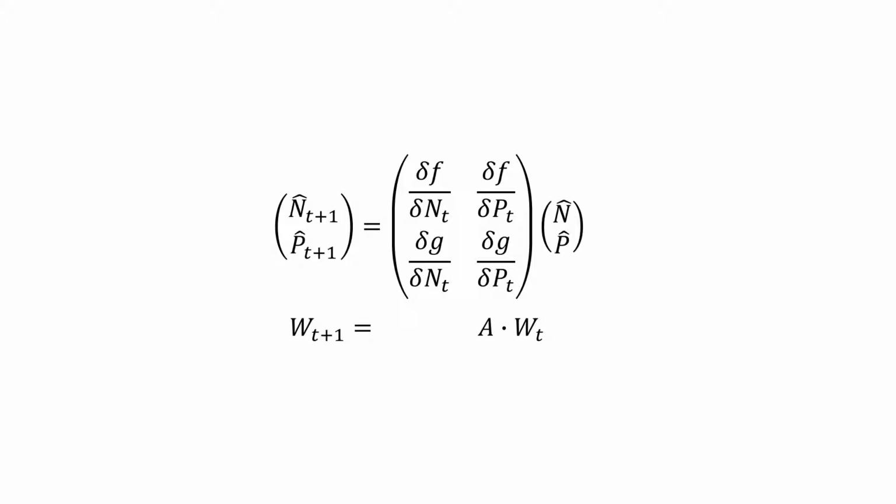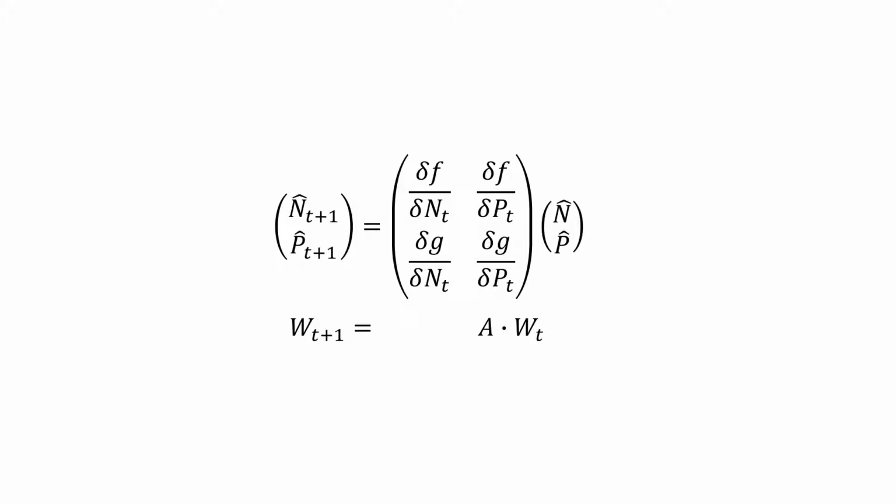We can see here that A is just the Jacobian of our governing equations, and we can now define this system as w of t+1 is equal to A times w of t, where w of t is the column vector of n hat t and p hat t, and w of t+1 is the column vector of n hat t+1 and p hat t+1.